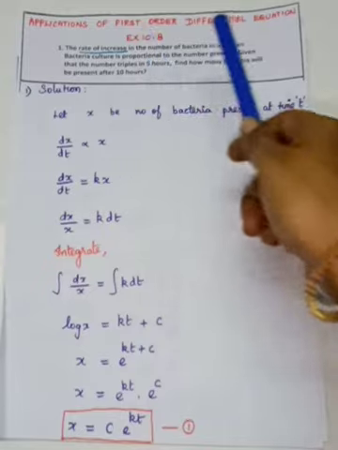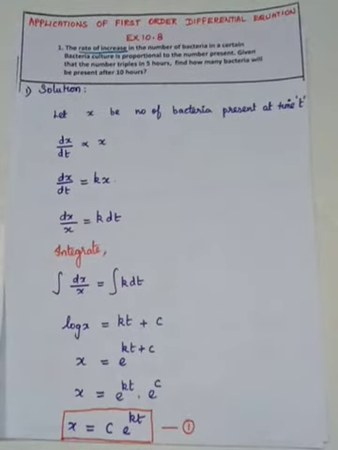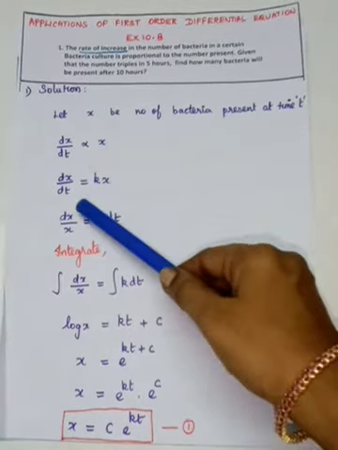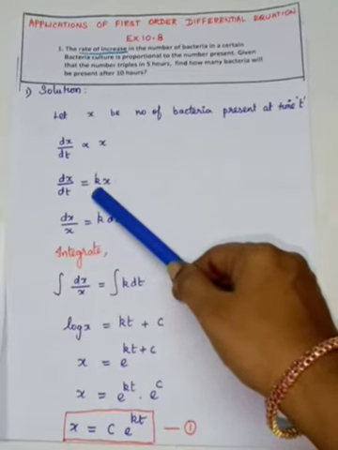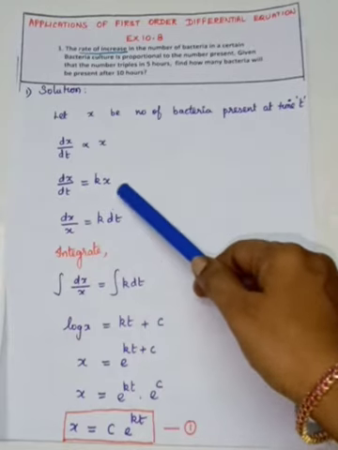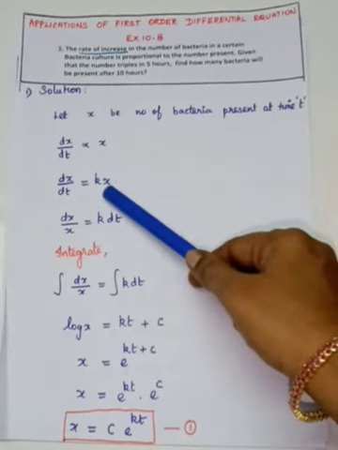So from the first sentence we formed the differential equation, that is dx by dt is proportional to x. So we have to remove the proportionality. It is equal to k into x, where k is the constant of proportionality. So this is the differential equation. Your first step we have completed.